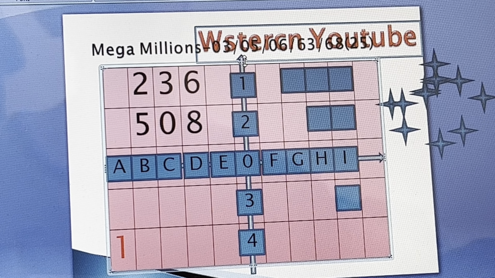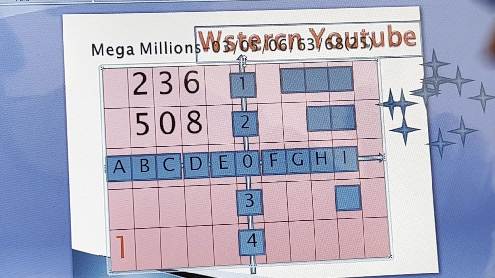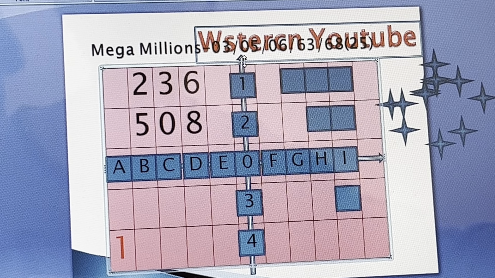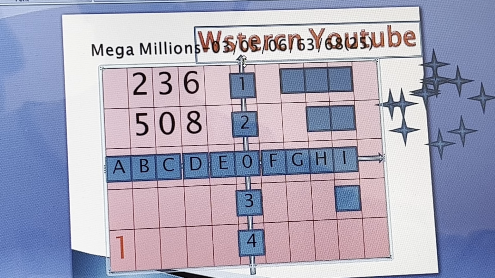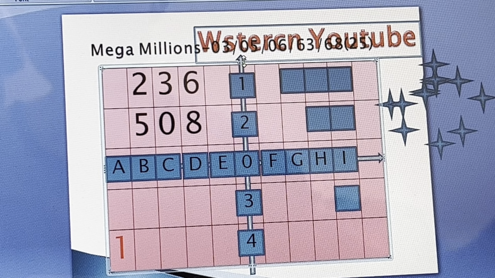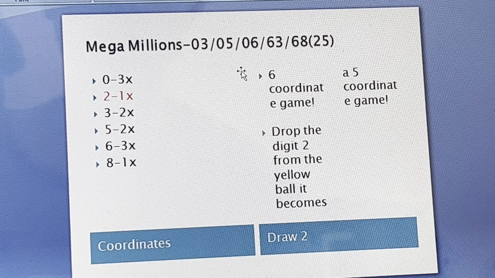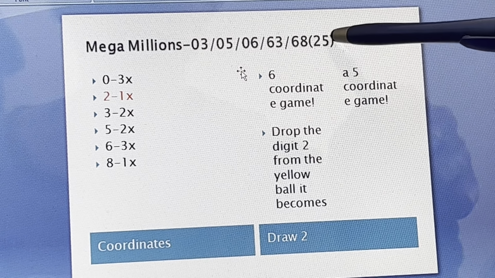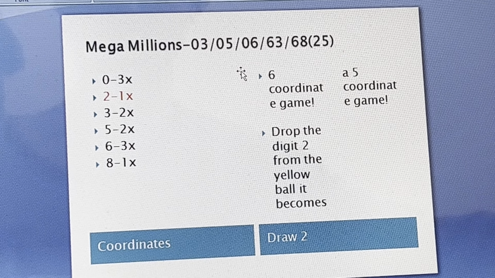And why is it a 7-corner draw? Because you can drop the 2 in the yellow ball and still hit $1 million. Let me see. Oh, it's a 6-corner draw or 5-corner draw. Sorry about that. You can eliminate the 2 to still hit $1 million. If you eliminate the 2, it becomes a 5-corner draw. That's what you want to do.